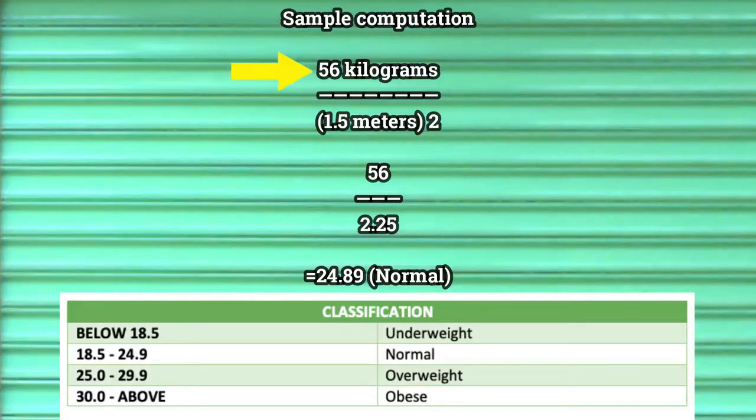Example computation. Your weight is 56 kilograms and your height is 1.5 meters. Find the square of your height. 1.5 meters multiplied by 1.5 meters equals 2.25. Then 56 divided by 2.25 equals 24.89. Based on the table, your BMI is normal.